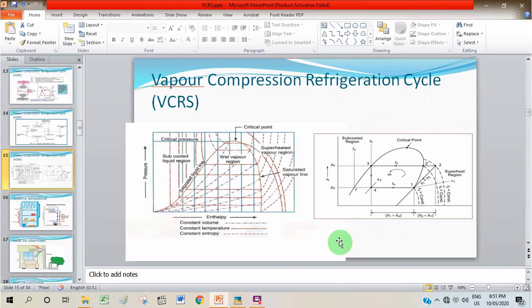Last time we solved a problem using p-h charts, but the same problem can also be solved by using the property tables of a given refrigerant, and that's what I am going to explain to you today. So let's start with the problem statement.